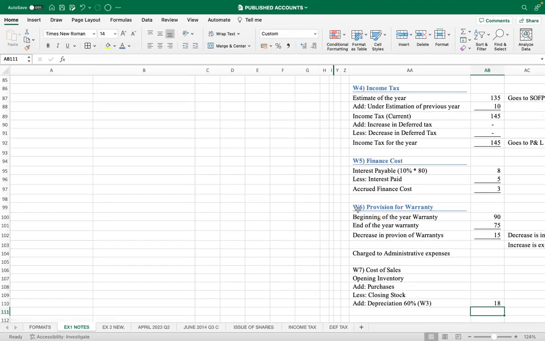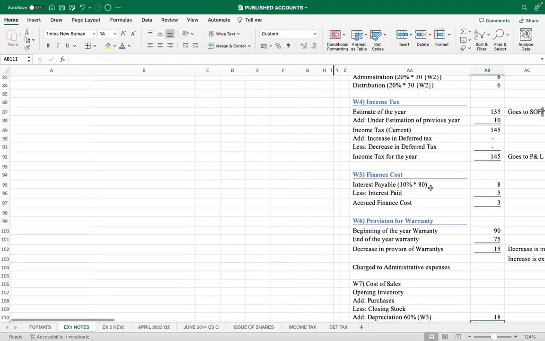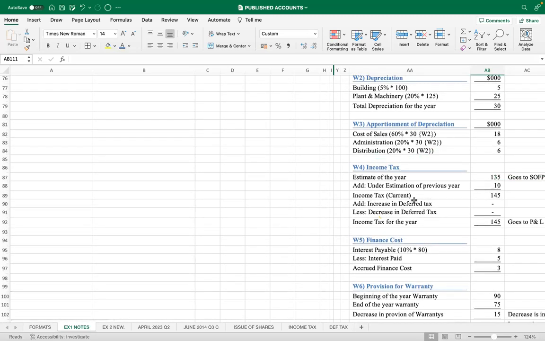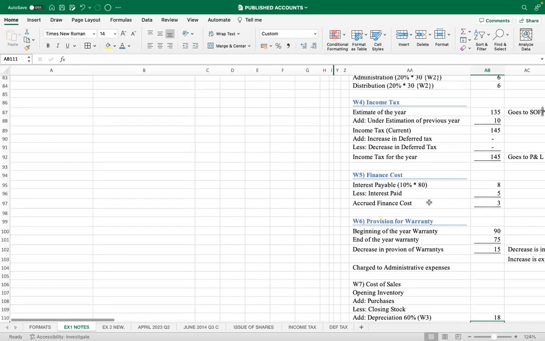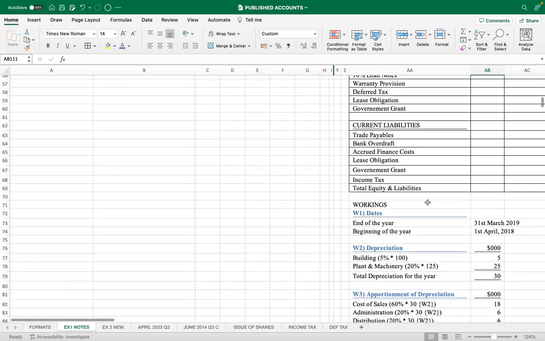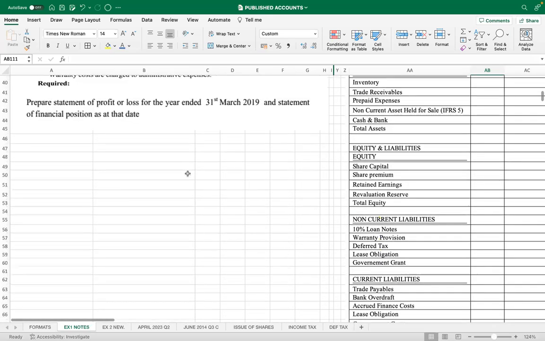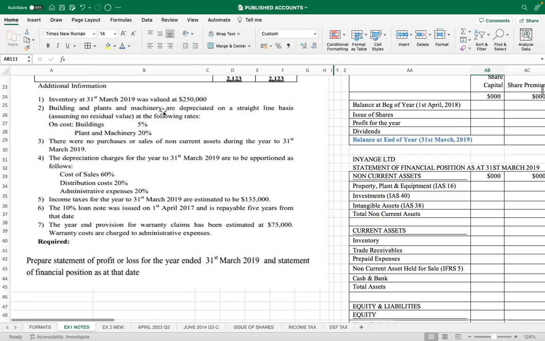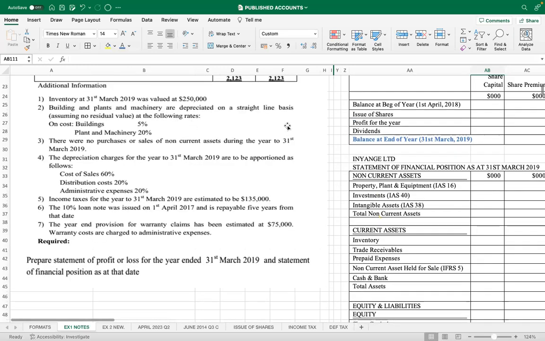And then there was something else I read. I hope I'll recall it. There was something else I read on cost of sales. I hope it was in this question. Let's see. Were we told to charge cost of sales something else? No, this is administrative. No, so that is only what we have. Okay, so cost of sales.